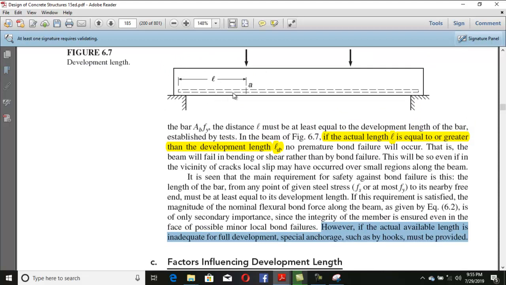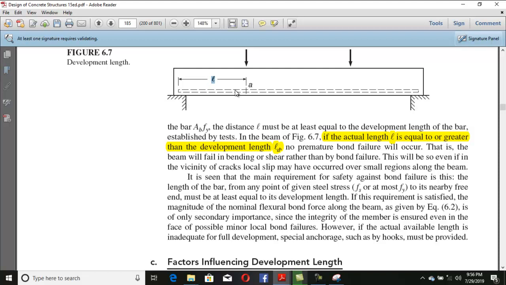Sometimes it happens that the length which is available right over here is not enough to give you the full development length. It is sometimes less. For example, if you calculate the development length, let's say the distance from this point A to this face is 2 feet and your development length is 3 feet, then what will you do?